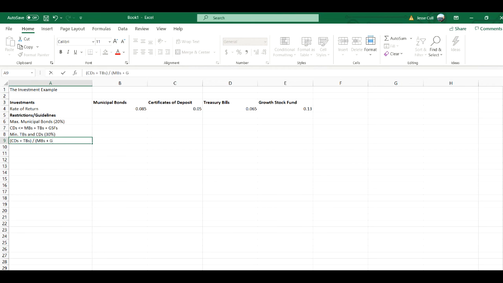We know here CDs plus TBs over MBs plus GSFs is greater than or equal to 1.2. So in this situation, we know it's greater than or equal to 0. And the last one, because total investment must be exactly 70,000, it's equal to 70,000. Achievement, we'll get there. That's where we enter our formula. But in terms of the rest of them, let's go in and enter some of the information.